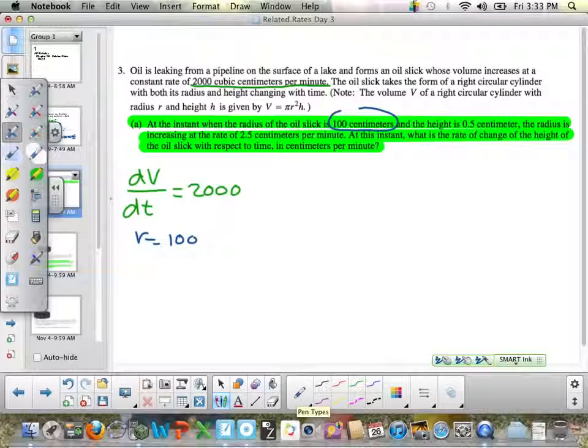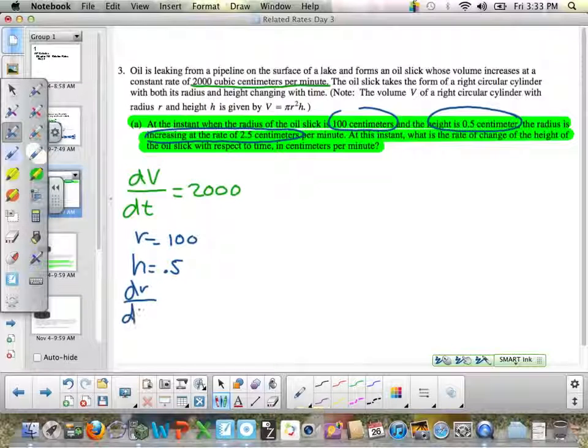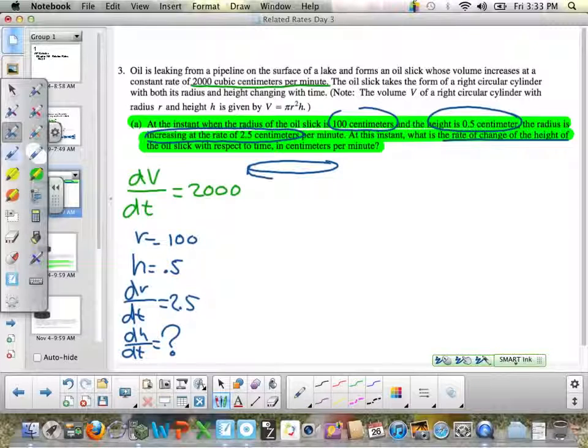The height is 0.5. And the radius is increasing at a rate of 2.5. So that's our dr/dt. The only thing we don't know is the rate of change of height. So that's what we're looking for. How fast is the height growing? dh/dt. If you wanted, you can draw a picture, a right circular cylinder. That's the approximate shape of the oil spill.